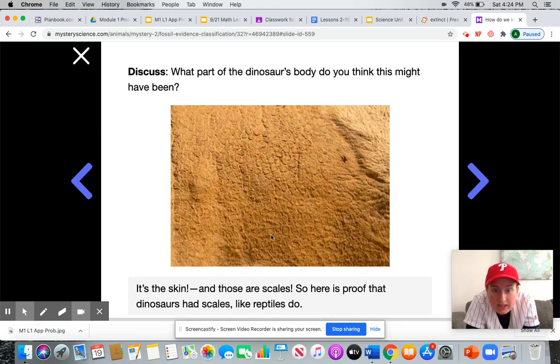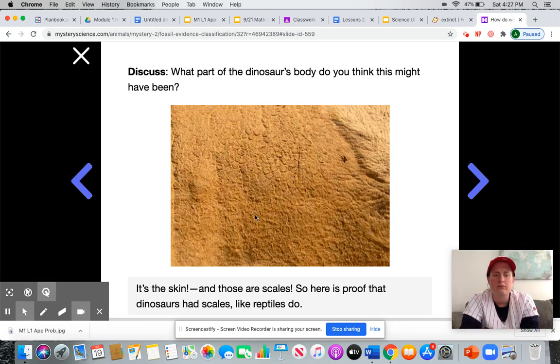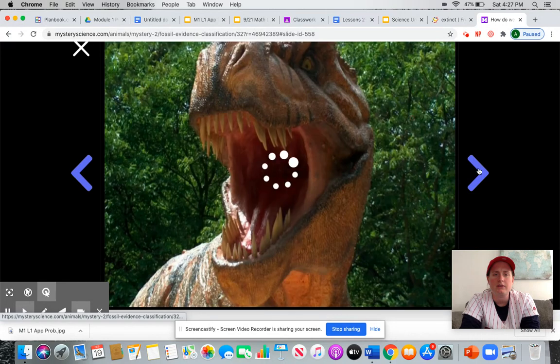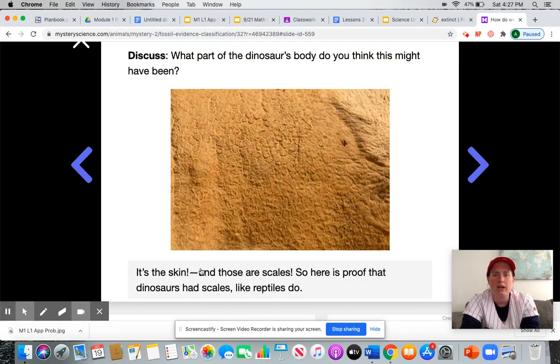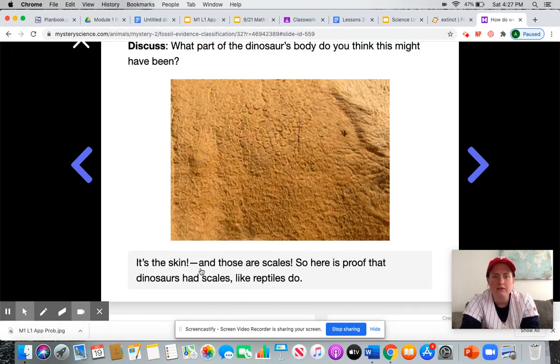Those are scales. So this is more proof that dinosaurs had scales like reptiles do. Wow, we just keep getting more and more evidence here that dinosaurs looked like lizards. All right, so some more evidence we have now is that skin. Those are scales on a dinosaur skin. Scientists found dinosaur skin. So we now have some things to back us up here, right?